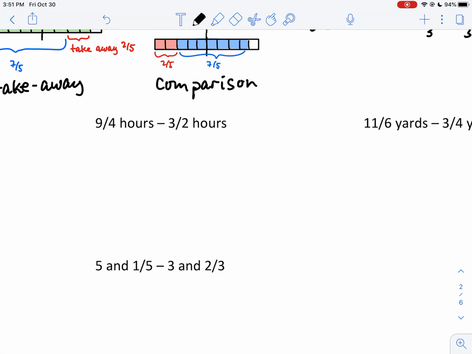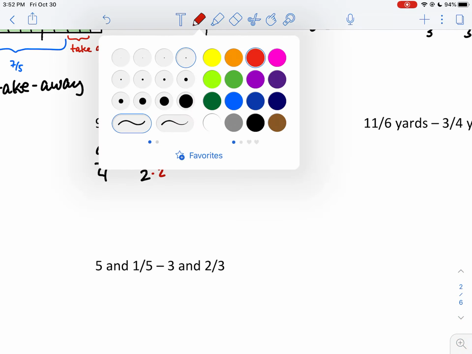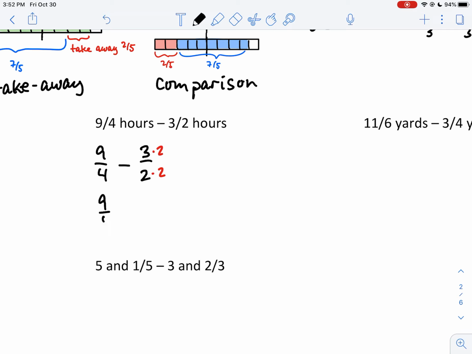9 1/4 hours minus 3 1/2 hours. Okay, I'm going to do no visual on this for time's sake. We have 9 1/4, and we're going to subtract from that 3 1/2. I'm going to convert 3 1/2 to quarters by doubling the top and bottom. So only one fraction had to be converted, if you will. So we have 9 1/4 minus 6 1/4, and that gives us 3 1/4 of an hour. And that's a proper fraction, so there's no need to convert that to a mixed number.